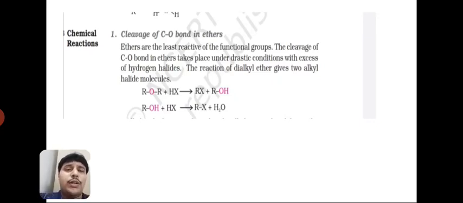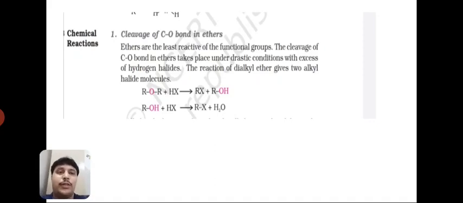The cleavage of the C-O bond, that is the breaking of the C-O bond in ethers, takes place under drastic conditions with excess hydrogen halide, and the reaction of a dialkyl ether gives two alkyl halide molecules. Both the R groups of the ether change into alkyl halide, right? That's why we get two alkyl halides. It is a kind of stepwise reaction. First, one R is removed and alcohol is formed as a byproduct. Second, that alcohol continuously reacts with the excess hydrogen halide to give alkyl halide, and water is removed as a byproduct.